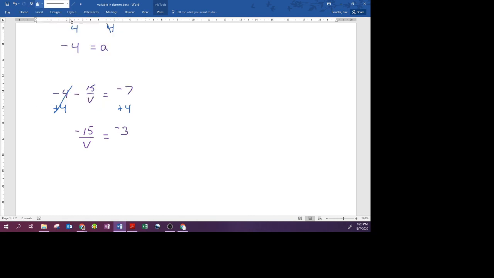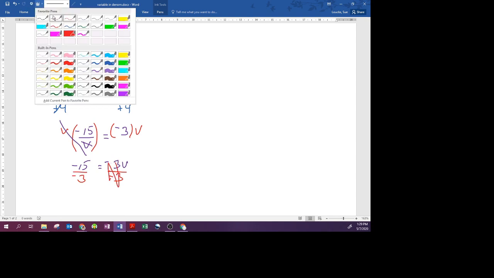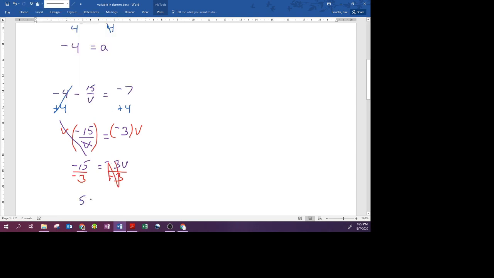And then this looks just like the one from the last example where I'm going to multiply this by v, and I'm going to multiply this by v. And then what I have, oh, the v's cancel. And I have -15 equals -3v. And then I'll divide this side by -3, divide this side by -3, the -3's cancel, and I'm left with 5 equals v. Okay?